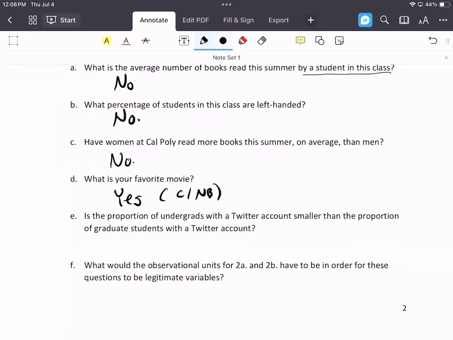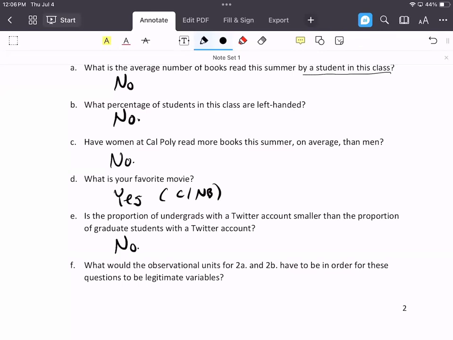Is the proportion of undergrads with a Twitter account smaller than the proportion of graduate students with a Twitter account? Well, hopefully you see, once again, it's very similar to Part C. It's a research question. We would have to gather information to find out what that would be.